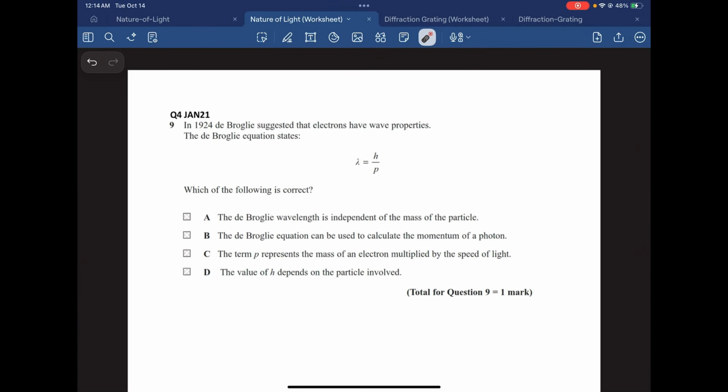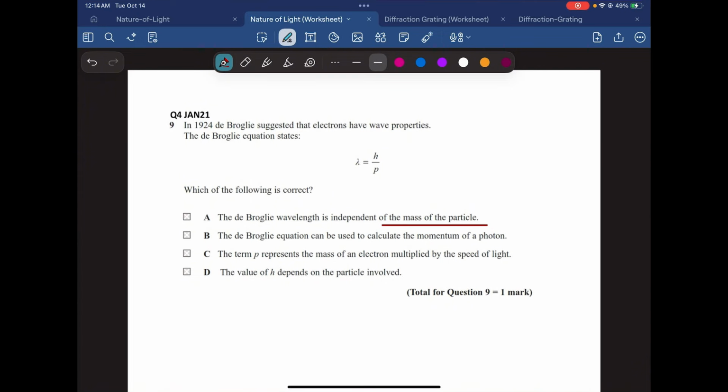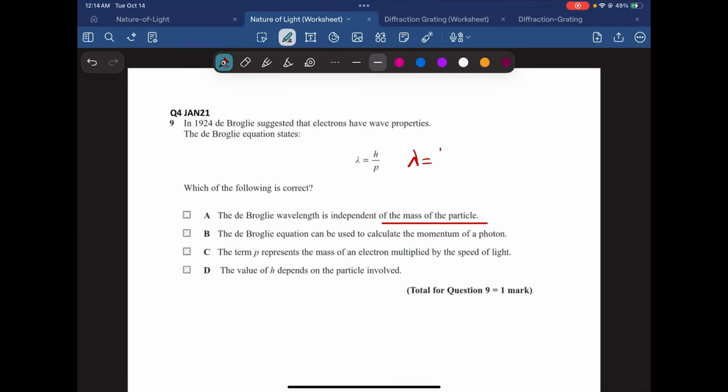In 1924, de Broglie suggested that electrons have wave properties. The de Broglie equation states lambda is equal to h by p. Which of the following is correct? The de Broglie wavelength is independent of the mass of the particle. No, this is not correct. We know that lambda is equal to h by mv. So basically the mass is important right here.